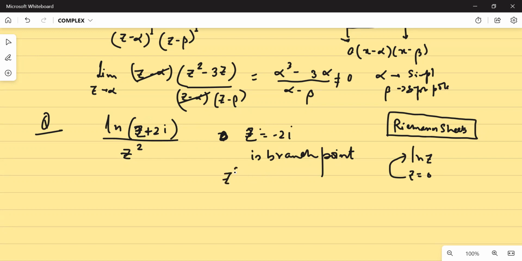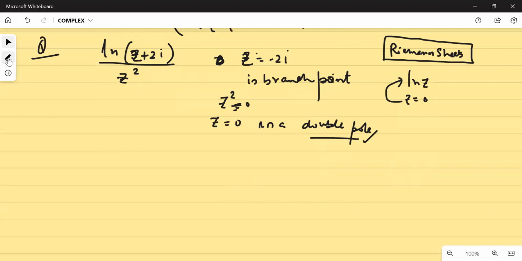And what about z square? The condition for singularity for this particular thing would be that the denominator becomes 0. So z equal to 0 is a double pole, or pole of order 2, whatever you feel convenient with. I hope it is clear. Should I move ahead? Yes, sir. Okay.